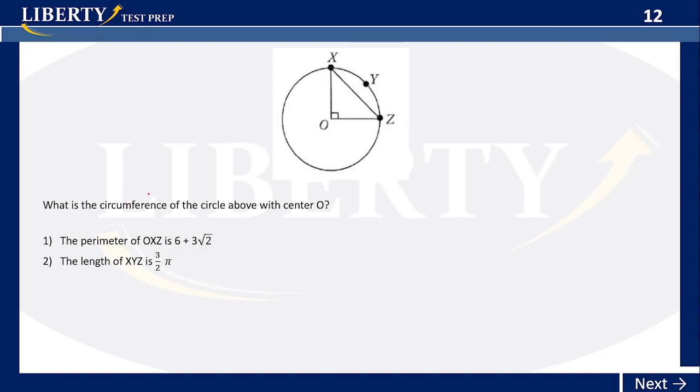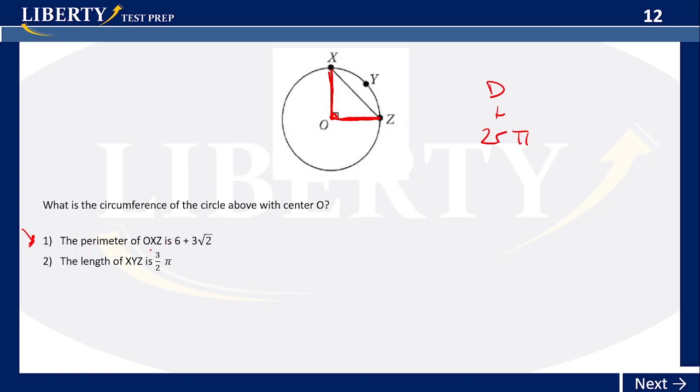All right, so it says, what is the circumference of the circle above with center O? This is center. Okay, what's the circumference? Basically, we need the diameter or the radius, right? Because the formula for the circumference is 2 radius pi. Okay, so the radius is given here by OX, or OZ. If they give us any of those, then we have the radius.